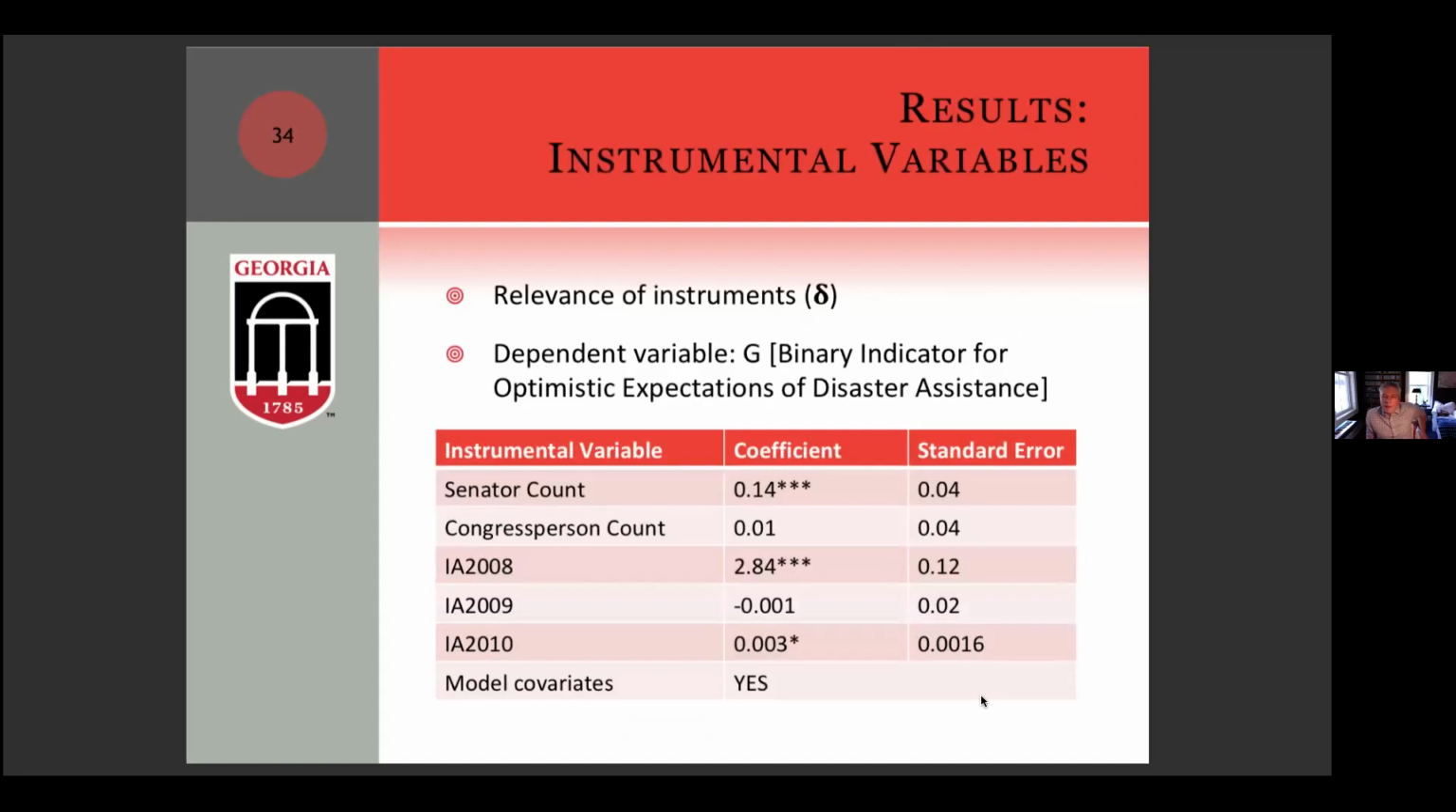So the first thing we need to show here, I think I've got about 5 to 10 minutes. I'm trying to stay on time.